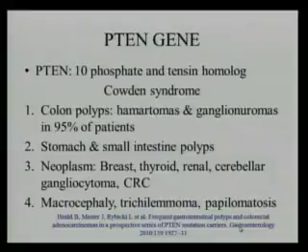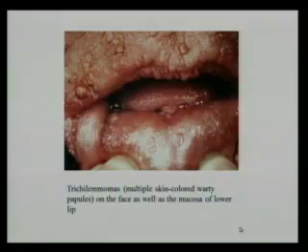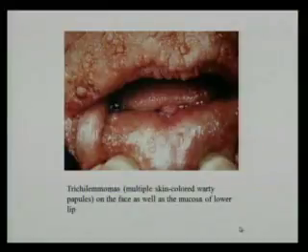They can have other extracolonic neoplasms: breast, thyroid, renal, cerebellar gangliocytoma, or colorectal cancer. The characteristic of Cowden syndrome is trichilemmoma, and that's the characteristic of these patients. And that's a picture of trichilemmoma, which is skin-colored warty lesions on the lips.